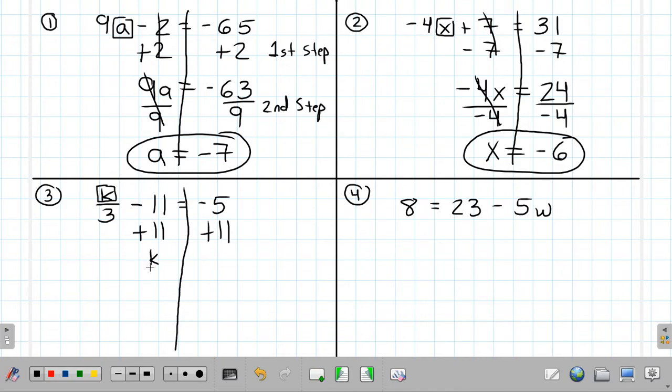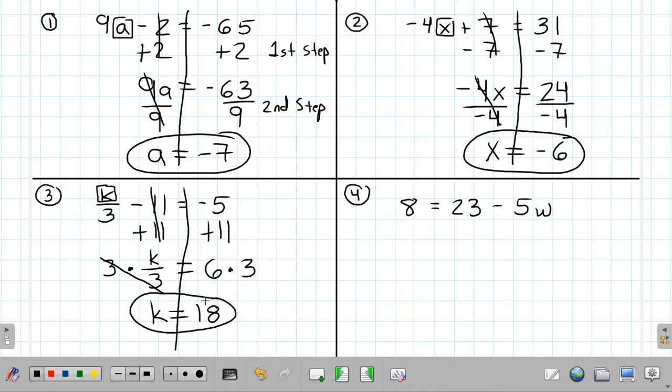So we get k over 3 is equal to 6. The whole point here is those 11s go away. And then since we're dividing by 3, the opposite of that is multiplying times 3. The whole point here is to get rid of the 3, so we get k is equal to 18. Once again, you can check your work by plugging in 18. 18 divided by 3 is 6. 6 minus 11 is -5. All this hinges on order of operations.